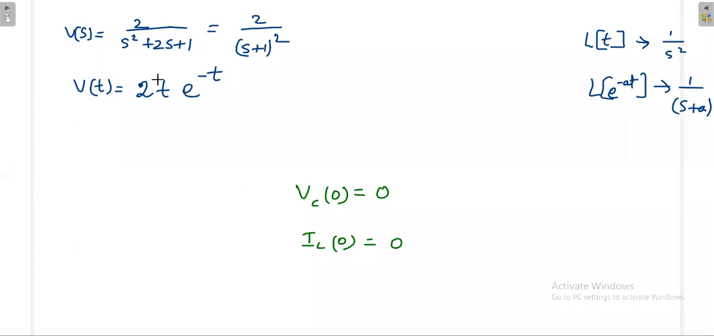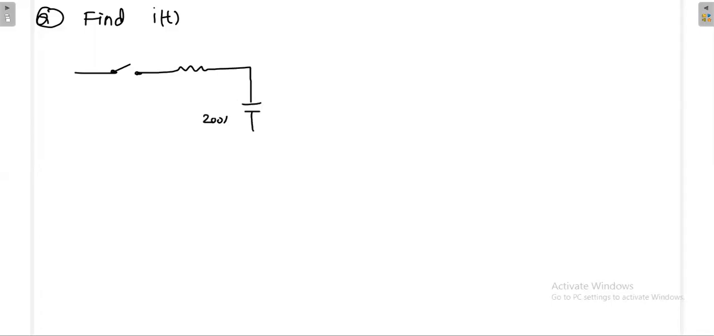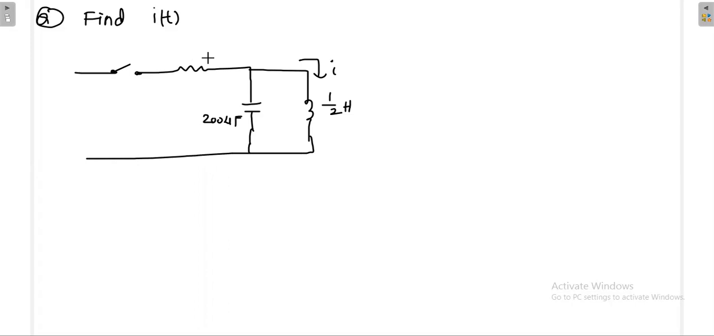Okay, now we'll see another problem. Find i(t). The circuit has 200 microfarad, 1 by 2 Henry, and 2.5 ohm, with a 5-volt source. At t is equal to 0, we are opening the switch.